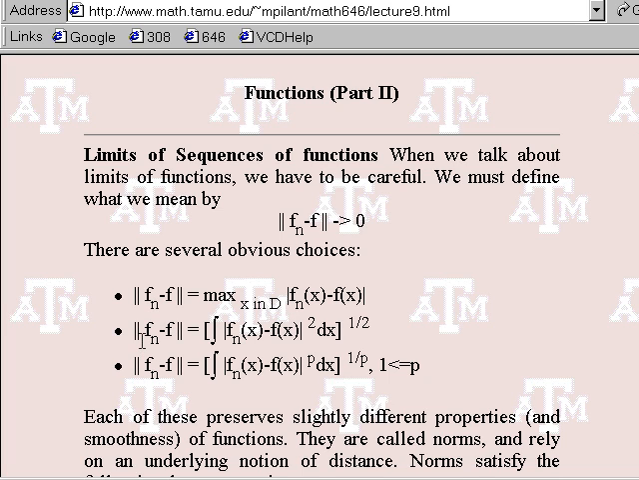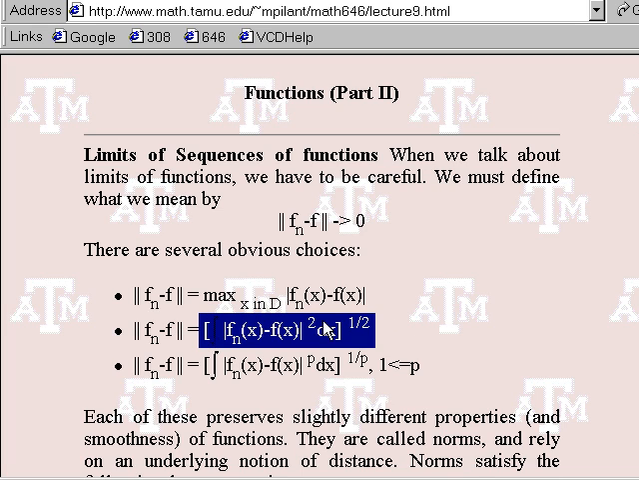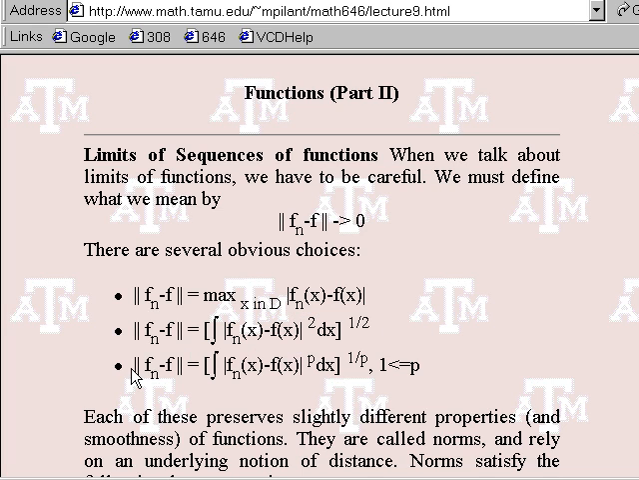Another different distance concept is what we call the 2 norm, which involves the integral. If you take fn(x) as a function, subtract f(x), you get a function. If you square it, and if the result has an integral, and then take the square root of that, that's called the 2 norm, or the L2 norm of fn minus f. This is a very important norm because it comes from the inner product and defines what is called a Hilbert space.